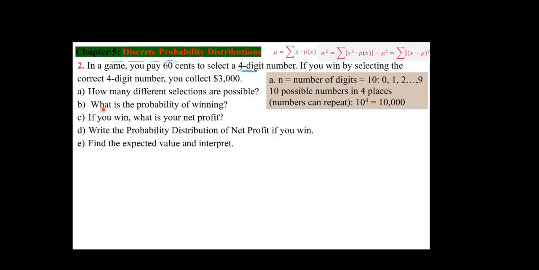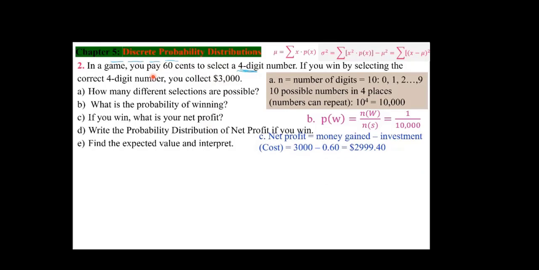What is the probability of winning? There's only one possibility of winning $3,000, so 1 out of 10,000. So what if we win? If we win, what is our net profit? Well, we win $3,000, but we paid 60 cents, so minus 60 cents. And that's important to understand. The net profit is the money that we gain minus the investment. Granted, the investment of 0.6 compared to 3,000 is peanuts, yet you have to write that.